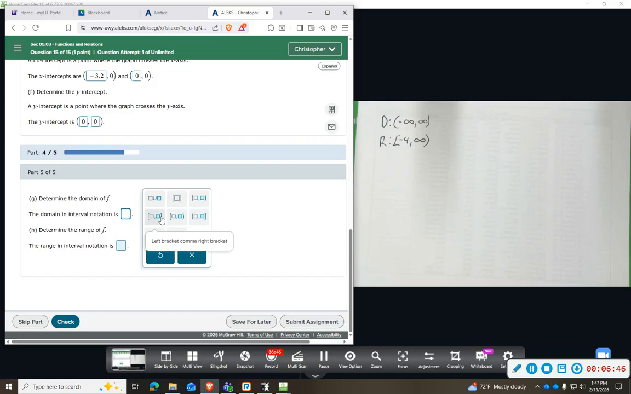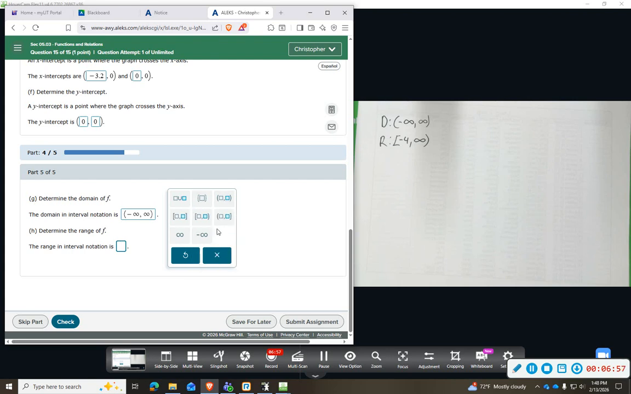Domain: negative infinity to positive infinity. Range: negative 4 to positive infinity.